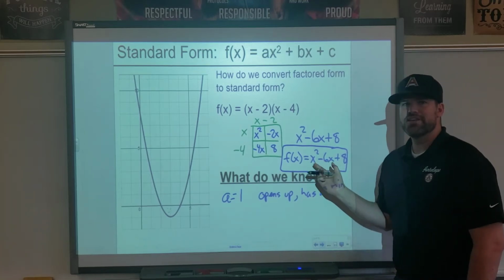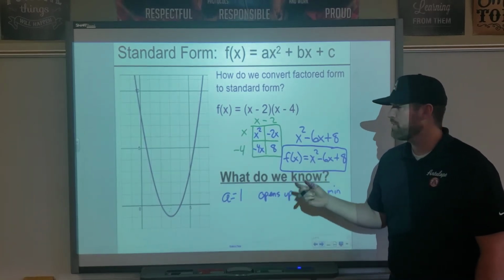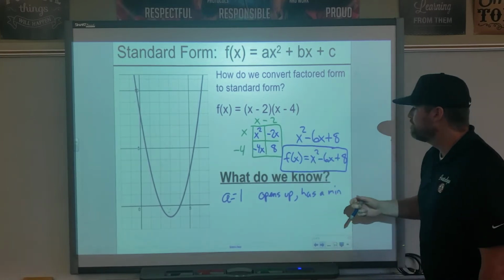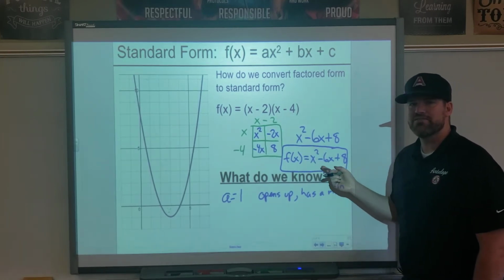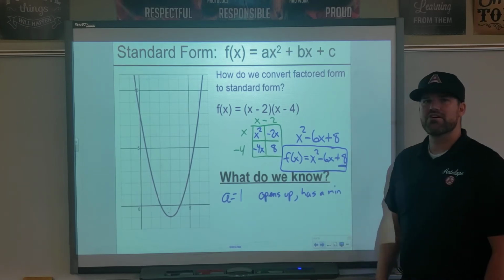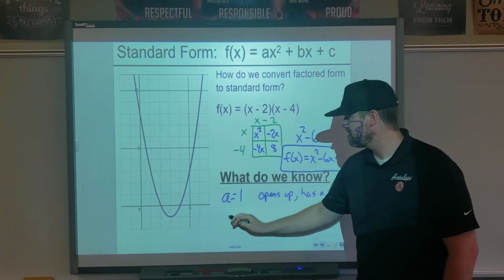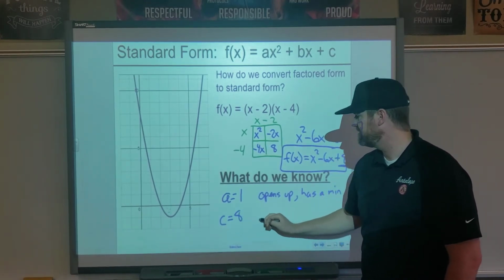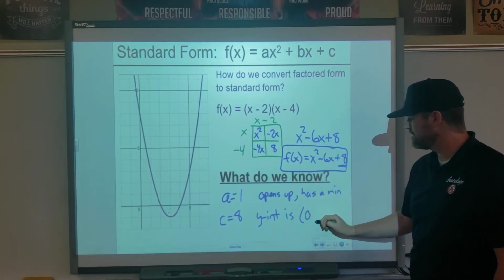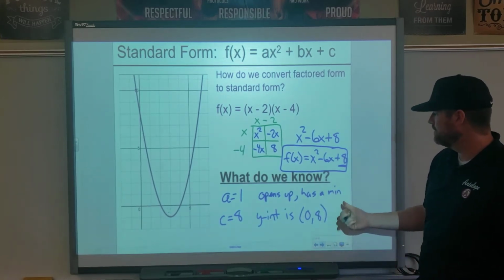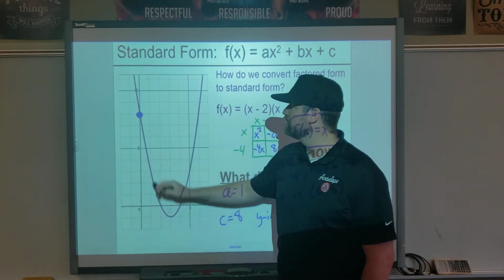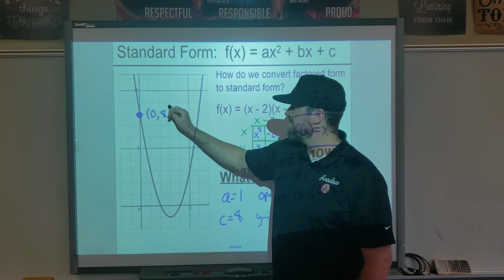Does standard form give us the roots? No, it does not. We would have to factor the problem and get it back into factored form to find the roots. But what else does the standard form give us? Well, hopefully you remember, the c value is always our y-intercept. So since c equals 8, our y-intercept is (0, 8). And if we go look at the graph, sure enough, there's my y-intercept, which is at (0, 8).